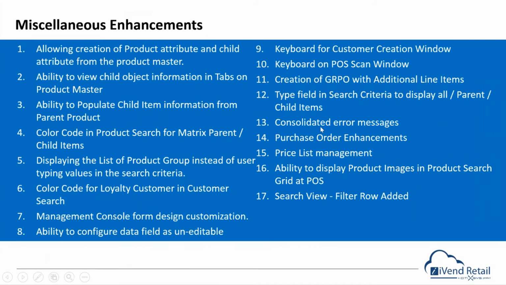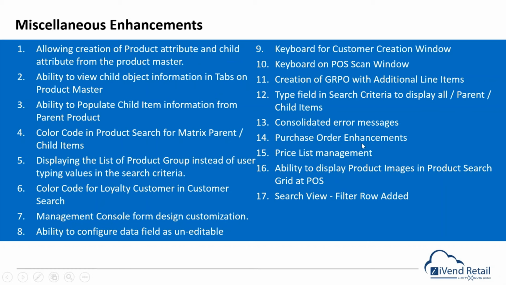Then we have consolidated error messages. This is more useful when we are trying to upload any master data from an Excel sheet. So earlier what used to happen was, if there was more than one error in a particular row, the uploading utility would only show the first error. So what we have done is, for a particular row, if there is more than one error, it gives you all the error messages consolidated for that row in the remarks field.